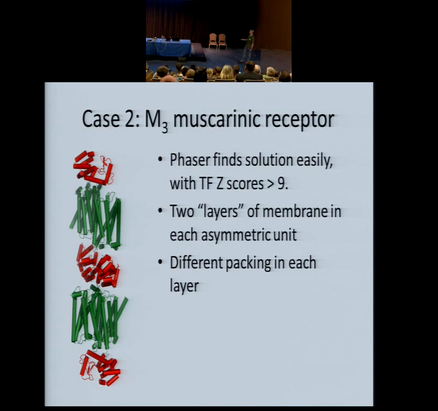So in case of the M2 receptor, which is what we actually used to solve the structure at the time, the solution is located almost immediately. Phaser finds it with very high z-scores, and it was clearly a correct solution. As you can see, it's arranged in stacked layers. This is the contents of the asymmetric unit.